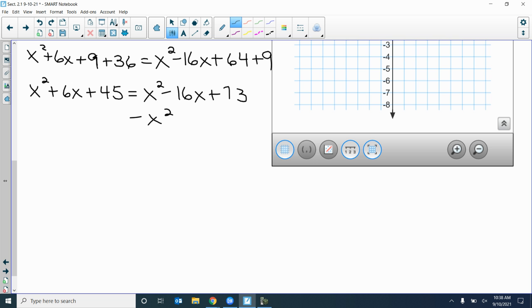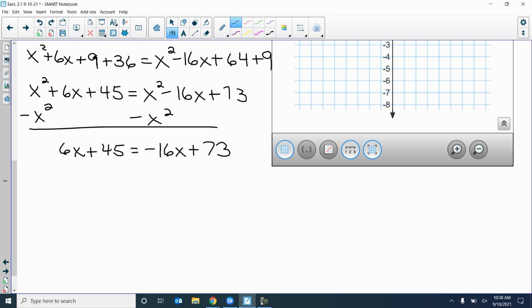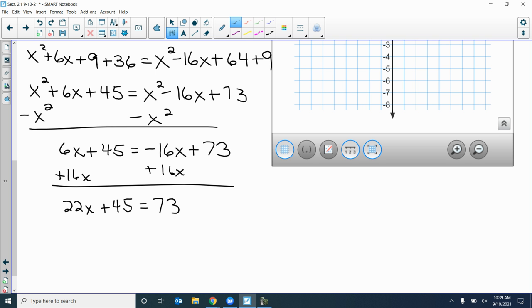So go ahead and just subtract an x squared. And that gives me 6x plus 45 equals negative 16x plus 73. You don't have to set it equal to 0 because you don't have an x squared. Just get all the x's on one side, all the constants on the other. Good old-fashioned linear equation. I'm going to add 16x. I'm going to get 22x plus 45 equals 73.